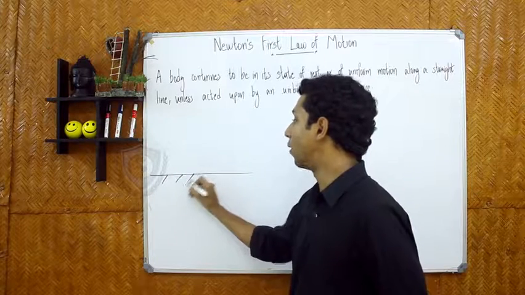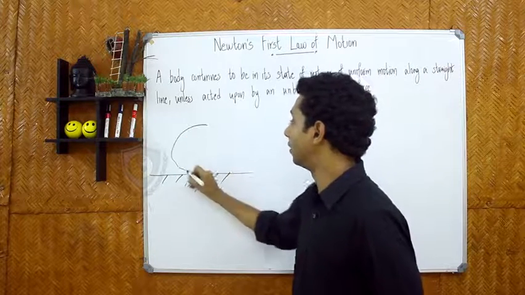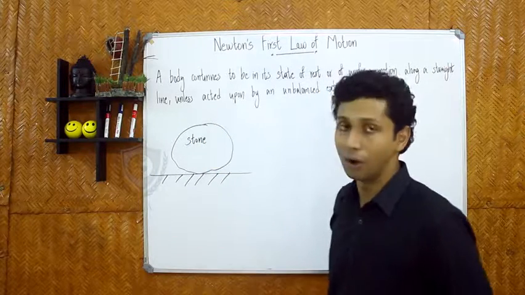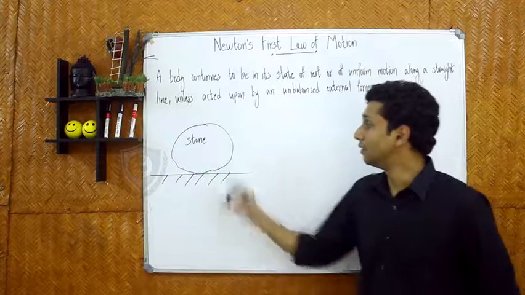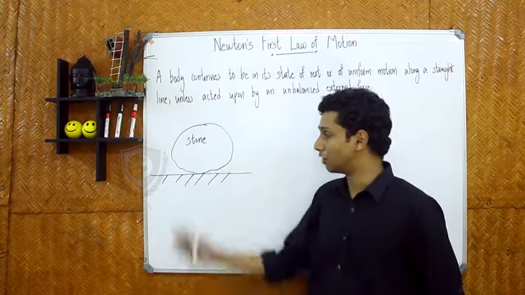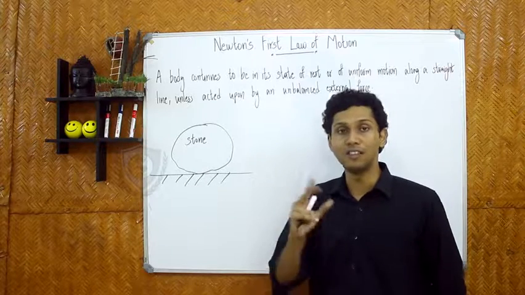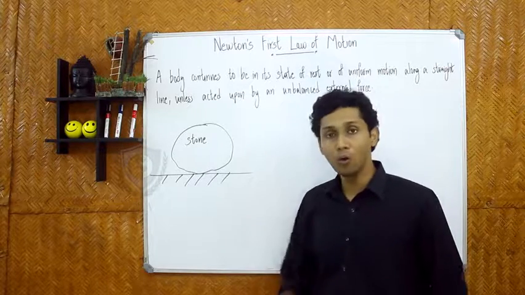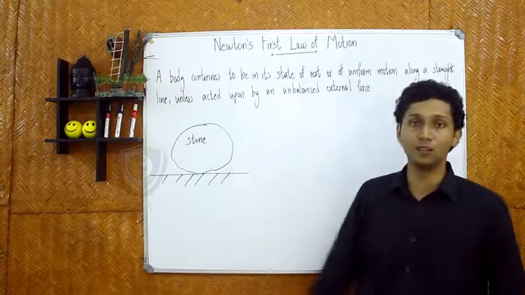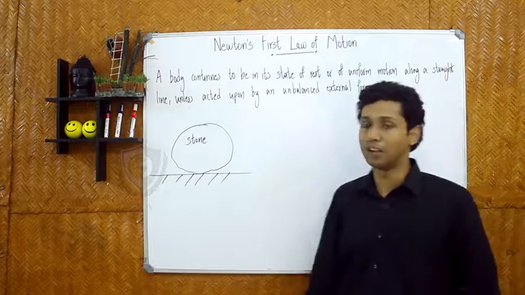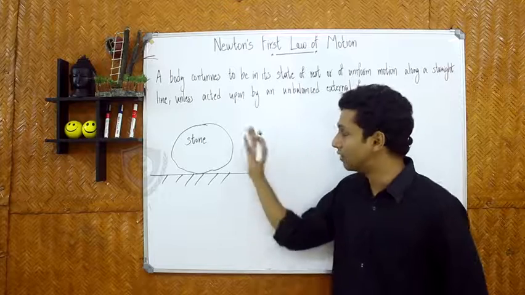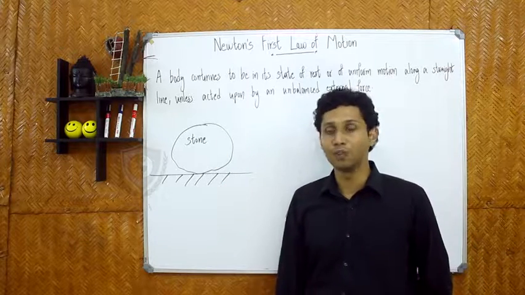So this is the ground, and you can consider this is a stone which is lying on this ground. Now as you can see, this stone is not changing its position with respect to its immediate surroundings or with respect to time. So therefore the stone is at the state of rest. Now according to Newton's first law of motion, this stone would continue to be in the state of rest unless some external force acts on it. That means the stone will not move unless some external force acts on the stone, which is true.